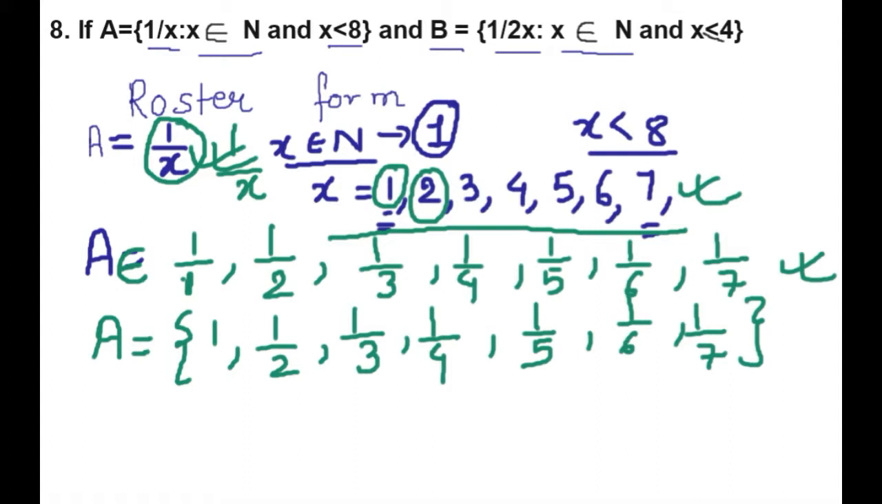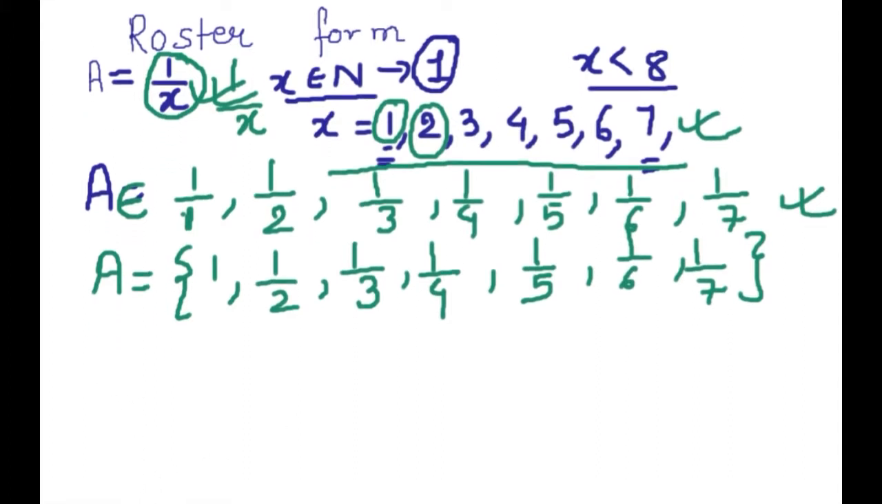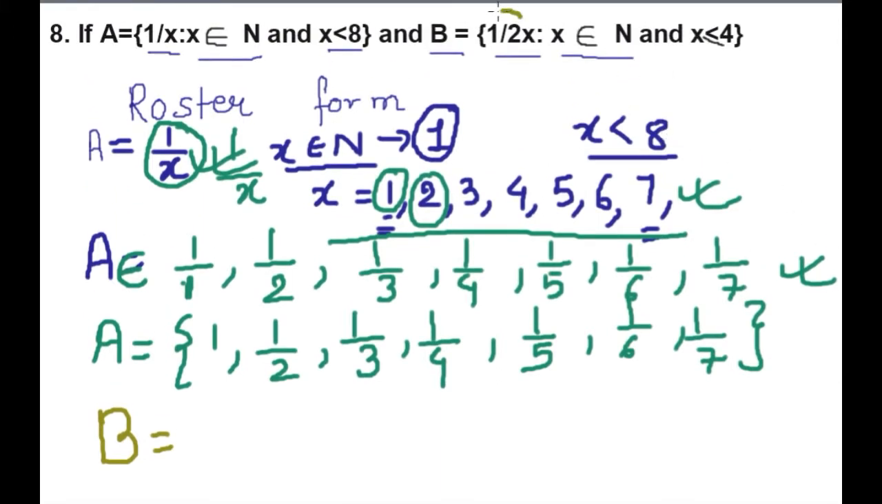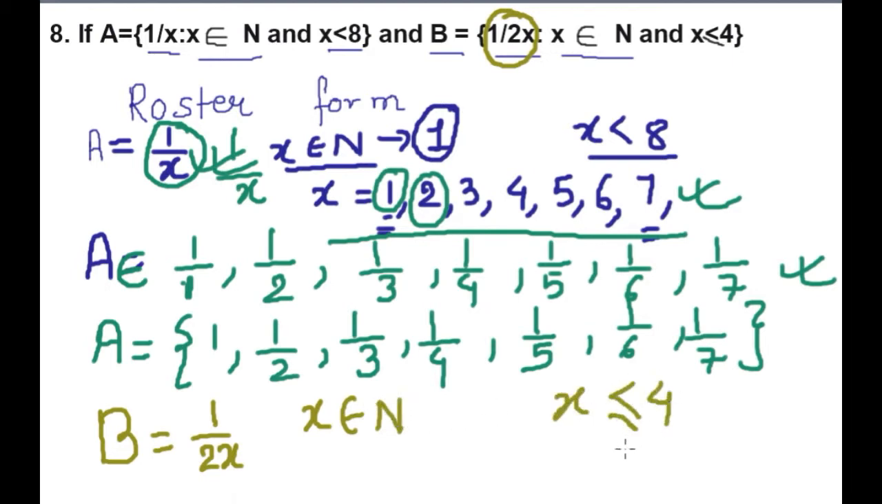अब देखते हैं set B. Set B है 1 by 2x, जहां कि again x element है natural number का और x यहाँ पे less than equal to 4 है. तो x की value सबसे पहले हम लिखेंगे 1, 2, 3, 4. 1 क्यों? क्योंकि natural number 1 से start होता है, इसलिए हमने 1 से start किया. 4 तक लिखा है, क्योंकि x is less than equal to 4.